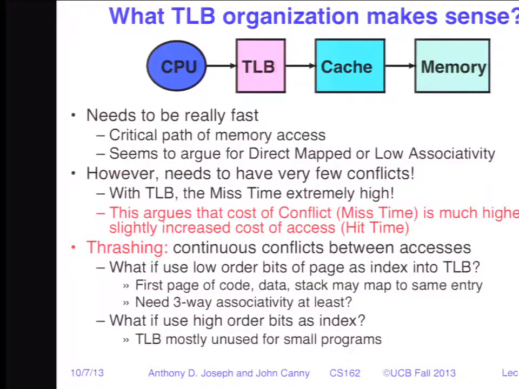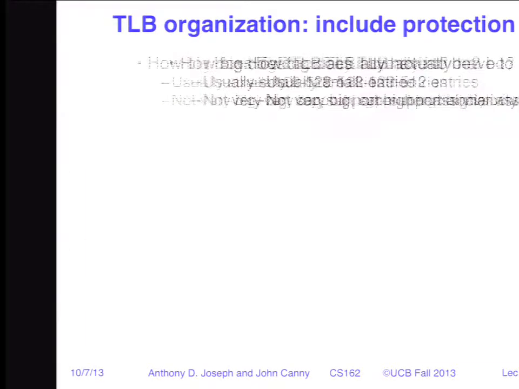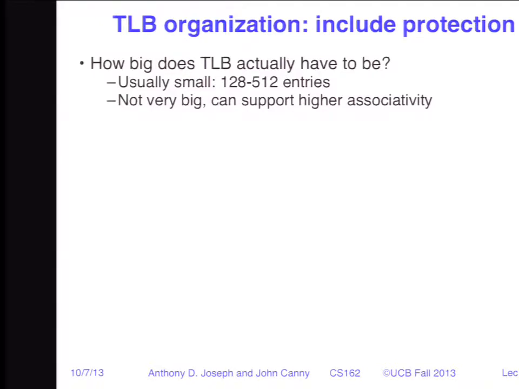What if we use the high order bits instead as the index? Well, the high order bits are the high memory portions of a region. And for most programs, those aren't going to be used, which means most of our TLB entries will not even actually be used. Right? So we want to avoid thrashing. And so this argues that we're willing to tolerate a slightly increased cost of access, so a slightly higher hit time, in exchange for a much lower miss rate. Okay? So the best organization is going to be fully associative.